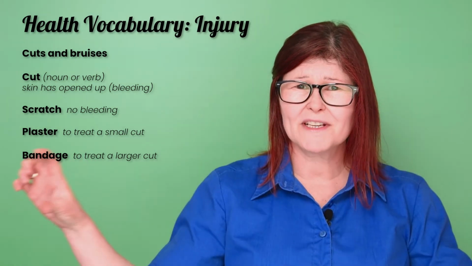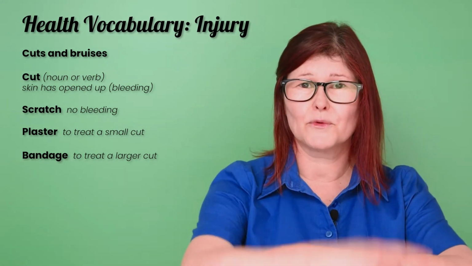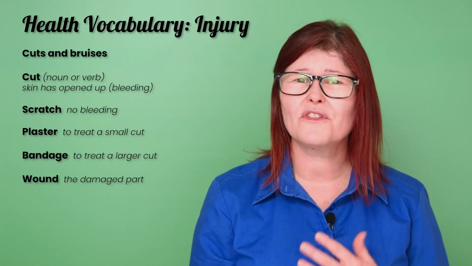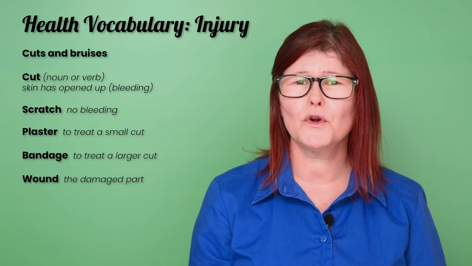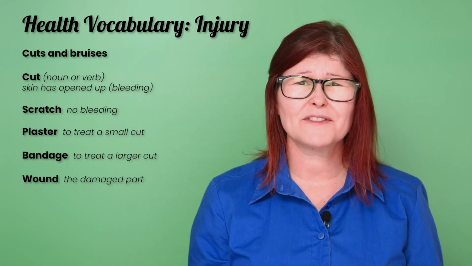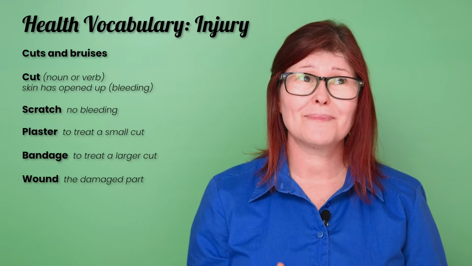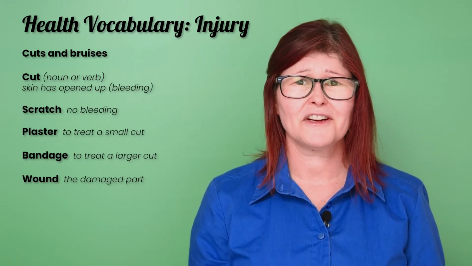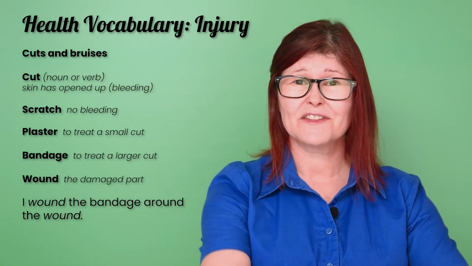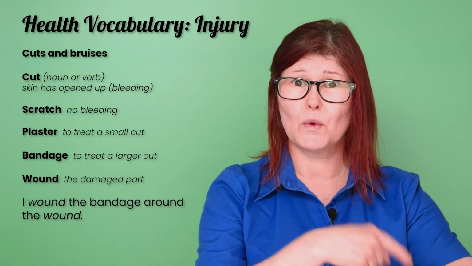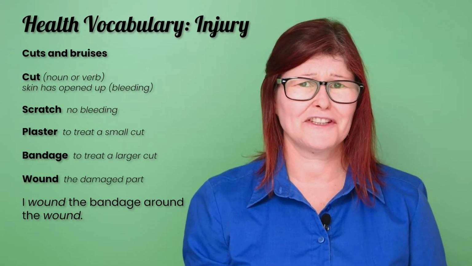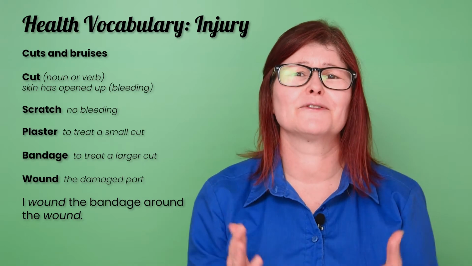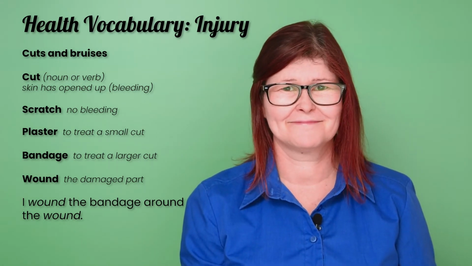That's a long piece of fabric that winds around the wound. Oh yeah, a wound is what we call the damaged part. Wound. It is spelled exactly the same as the past tense of wind, but pronounced differently. So I could say, I wound the bandage around the wound. It's a bit confusing. Sorry about that. Oh, English, you crazy language. What are you doing to us?